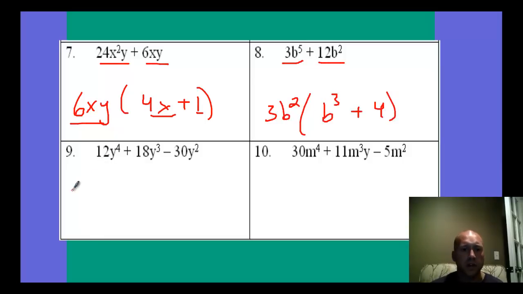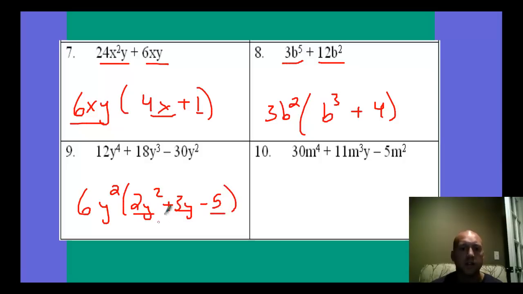And then continuing on, for here, 12, 18, and 30, I can pull out a 6, and then a y squared. I'm left with 2y squared plus 3y minus 5. So after you're done, you can double check to make sure everything has been factored, or a GCF has been pulled out, a common factor has been pulled out.